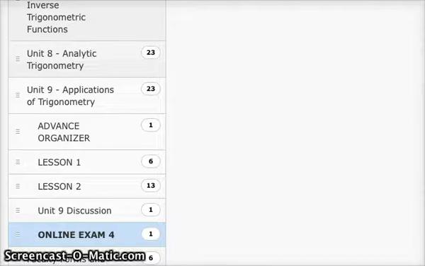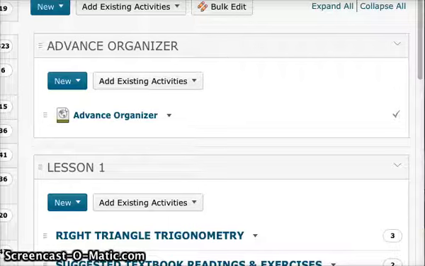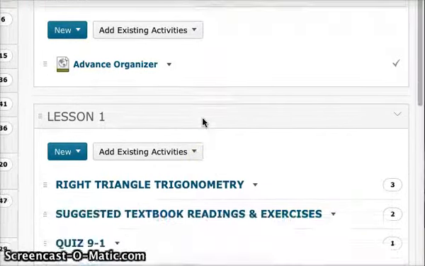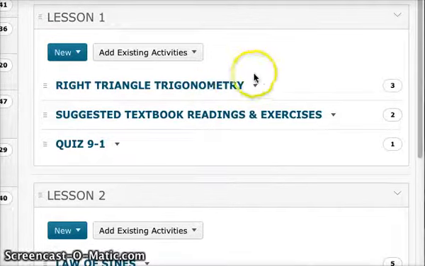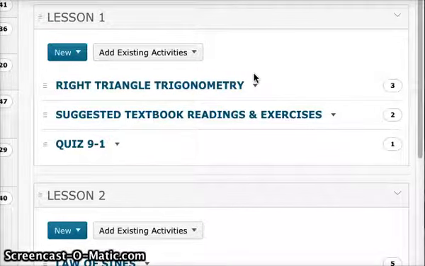When we take a brief look at Unit 9, we have a couple things. We've got an organizer, which is a good overview, Lesson 1, Lesson 2, and the discussion. Don't forget you've got exam 4 coming up as well. Let's take a brief look at some of these. Your advanced organizer is a very, very helpful slide. Here's where we're talking about the right triangle trigonometry. This is a really good spot of the lesson.